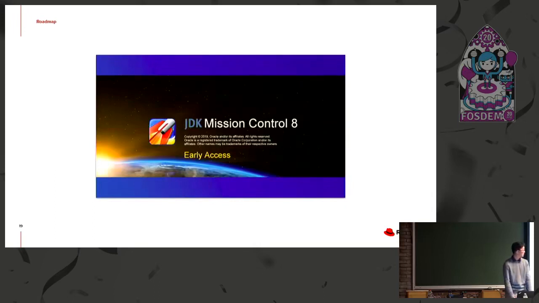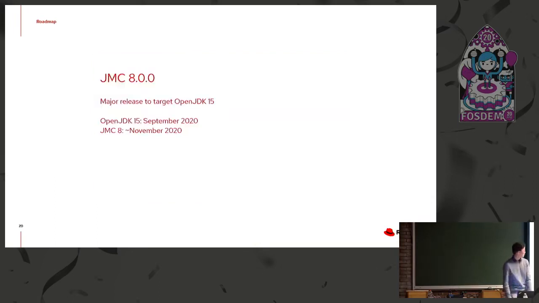So yeah, back to JMC though, the roadmap is Mission Control 8. This is our early access splash screen. But it's going to be a major release, so there will be breaking changes if anyone uses the core API, for example. And it's going to target OpenJDK 15. So 15 releases if there's no delays in September 2020. And so you will see JMC 8 a few months afterwards as we make sure that it actually works on OpenJDK 15.